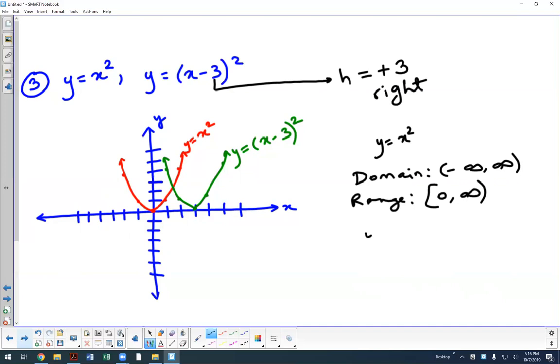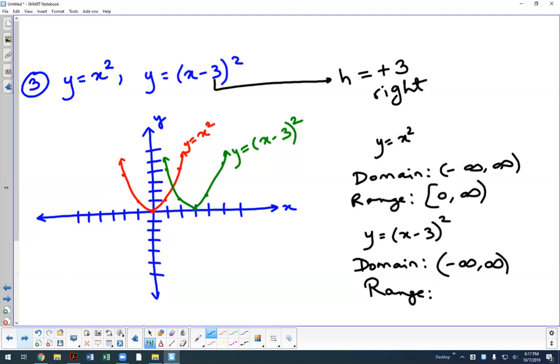But what happens with y equals (x minus 3) squared? Will the domain change because we moved it 3 units to the right? No, because yes, we did move our function 3 units to the right, but this left arm is still going to go towards negative infinity on this side, and this right arm is still going to go towards positive infinity. So the horizontal movement for this function does not bother the domain. You're still going to go from negative to positive infinity.